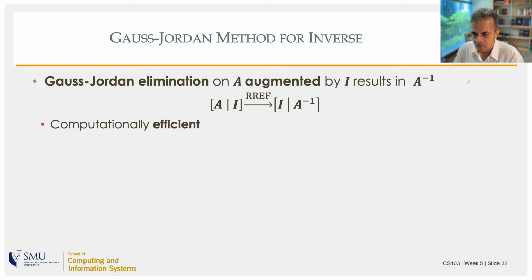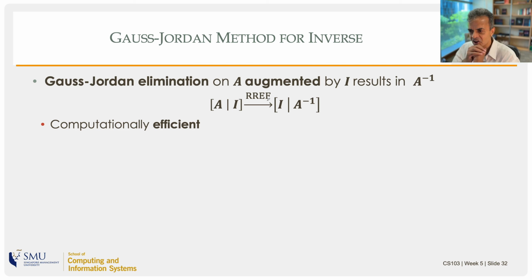So what we will do is to take the matrix A, augment it by the identity matrix, and just perform RREF on the augmented matrix. So A is an n by n matrix, I would be n by n, so [A | I] is not A with one extra column. Now A is augmented with a full identity matrix, so it's a wide matrix, it's 2n columns, so it's n by 2n.